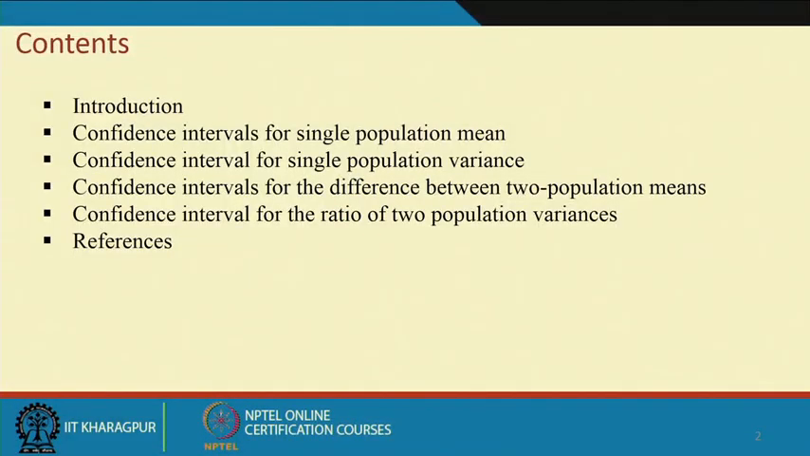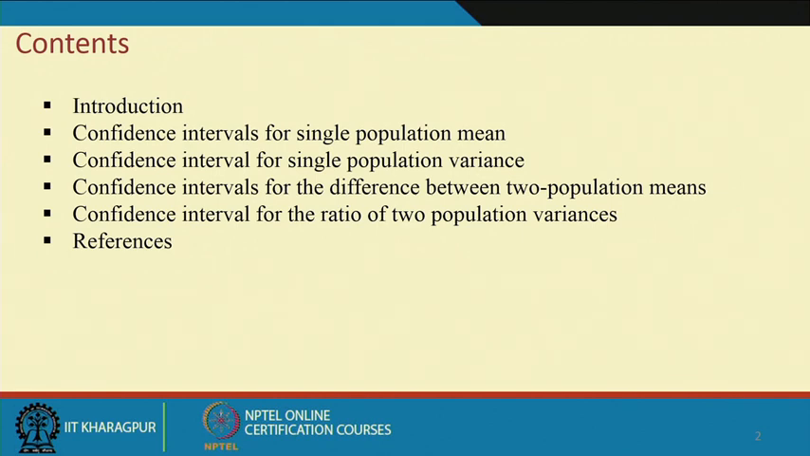In the last class, we covered the confidence interval of a single population mean, the confidence interval for a single population variance, the confidence interval for the difference between two population means, and the confidence interval for the ratio of two population means, ratio of two population variances. This is not covered, and now within 20 minutes we will try to cover these two concepts: the confidence interval for the difference between two population means and for the ratio of two population variances.